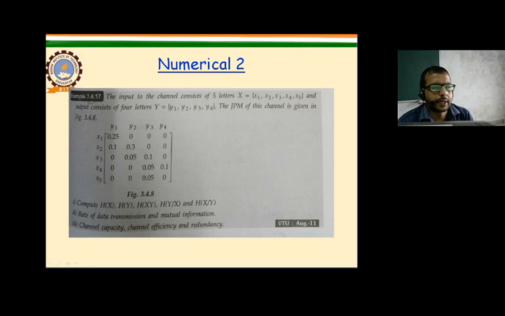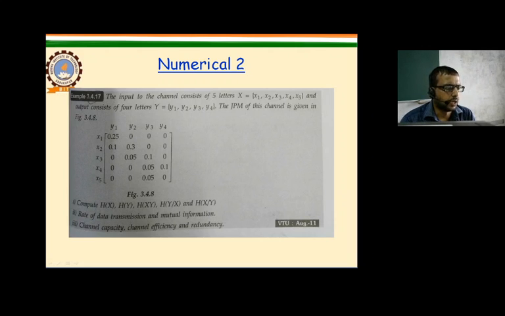Yesterday हमने numerical discuss किया था जिसमें हमने एक JPM consider किया था, that is joint probability matrix. Today also I am going to take the next numerical based on the joint probability matrix, which is already shown on your screen.